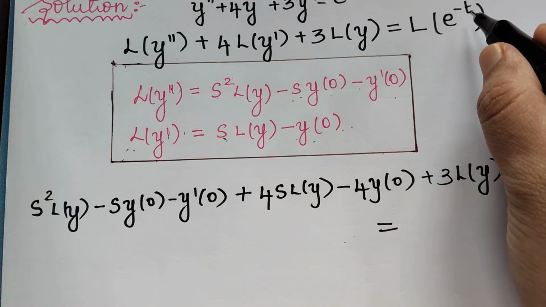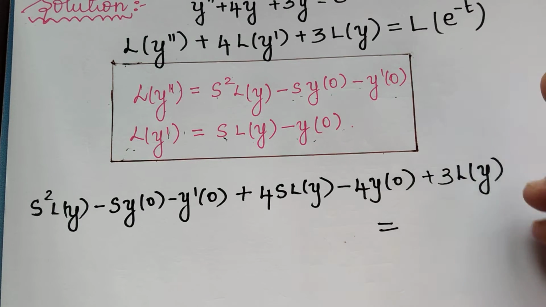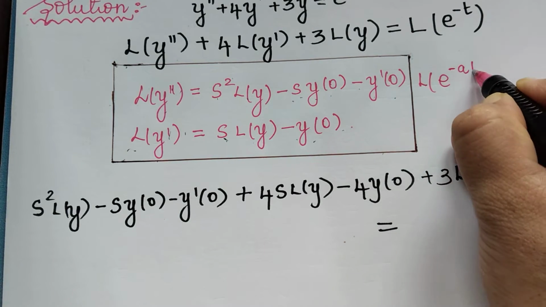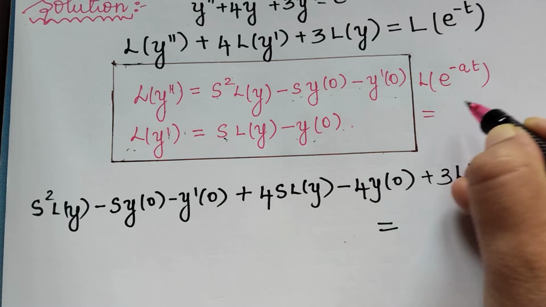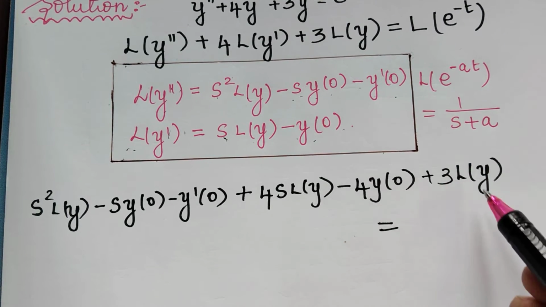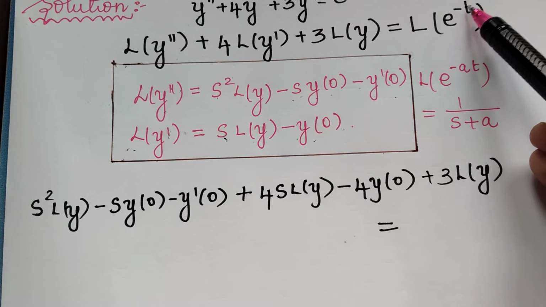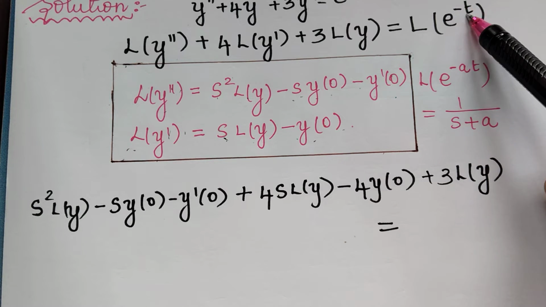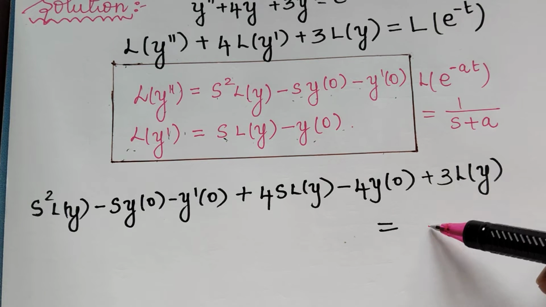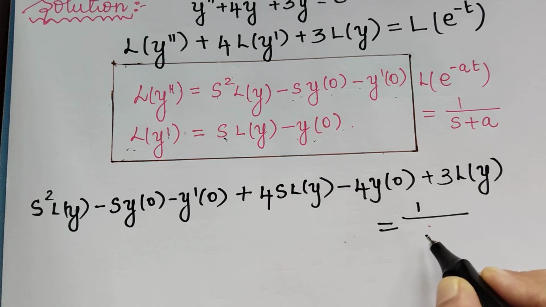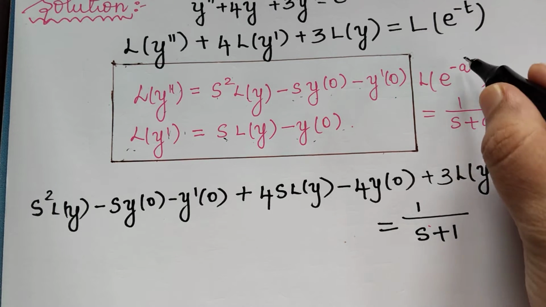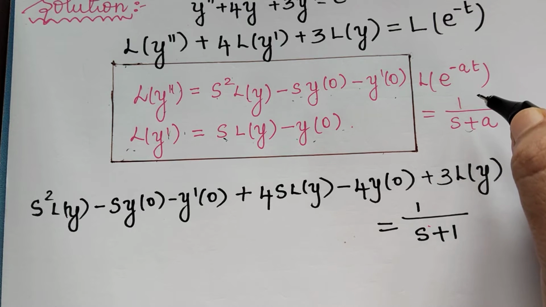power negative t. By using the formula under Laplace transform, we know that L of e to the power minus at is equal to 1 divided by s plus a. Now here we have L of e to the power negative t, which means a is 1. So therefore we will have 1 by s plus 1 over here. So 1 divided by s plus 1 we get on the right, because by the formula of Laplace transform.